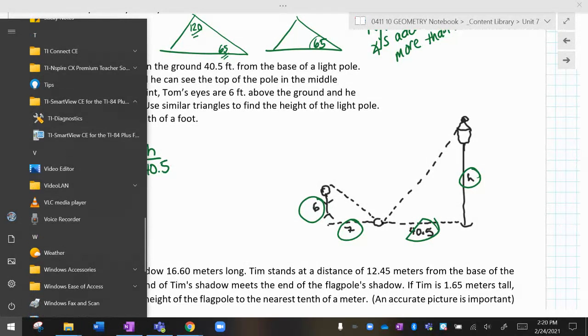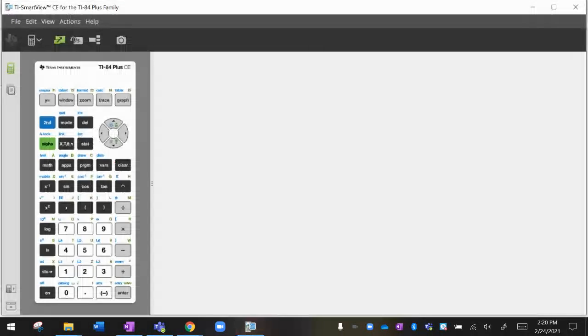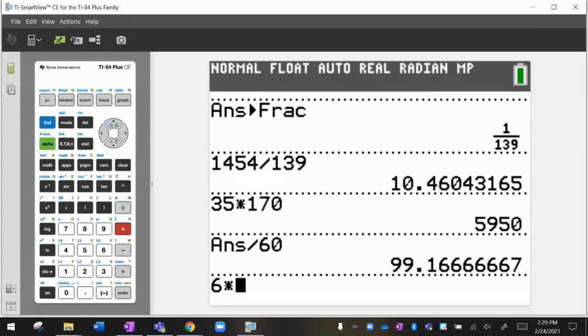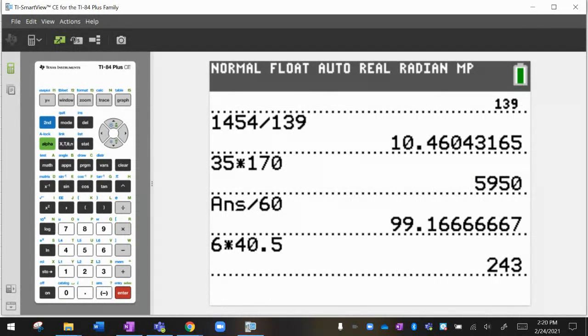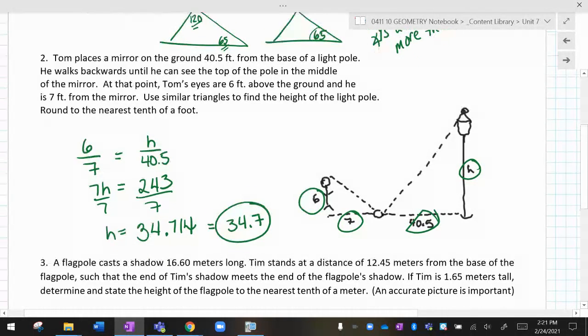Oh, this is going to eat into my time waiting for my calculator to load. So I'm going to do it on another one. That's 243. And if I go back to here, 243 divided by 7, and I'm going to get h equals 33? No, 34.714. And it says round to the nearest tenth of a foot, so 34.7. Set up the proportion, cross multiply, and solve.